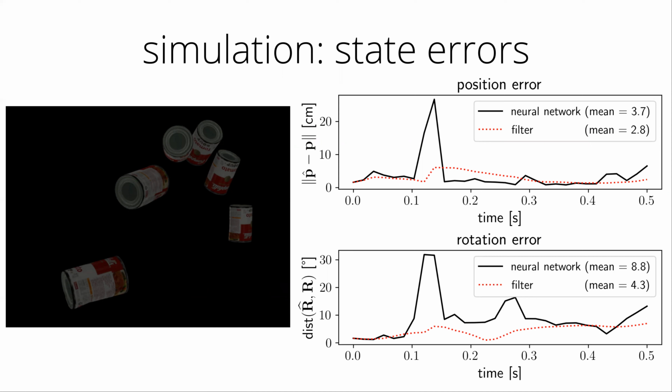In the top right, the position error is plotted. The neural network has an average error throughout the trajectory of 3.7, and the filter has an average error of 2.8. In particular, we can see that the filter does a good job of smoothing out the large spikes in error, which we can see one a little after 0.1 seconds. And then on the bottom right is the rotation error. In this case, the filter does an even better job of improving the accuracy and cuts the error in about half.